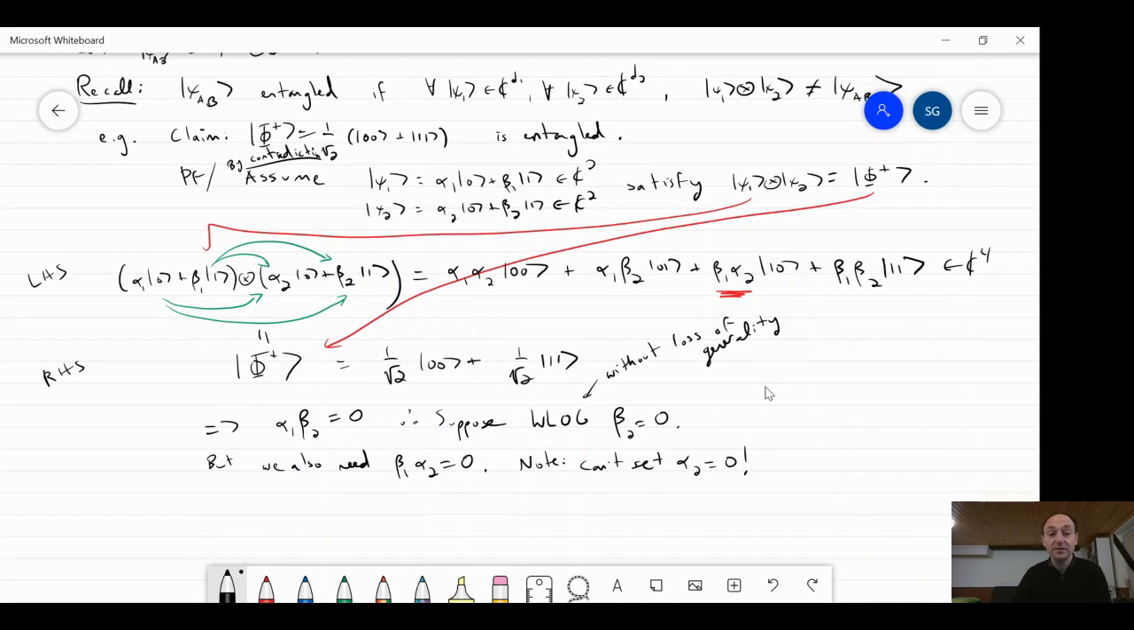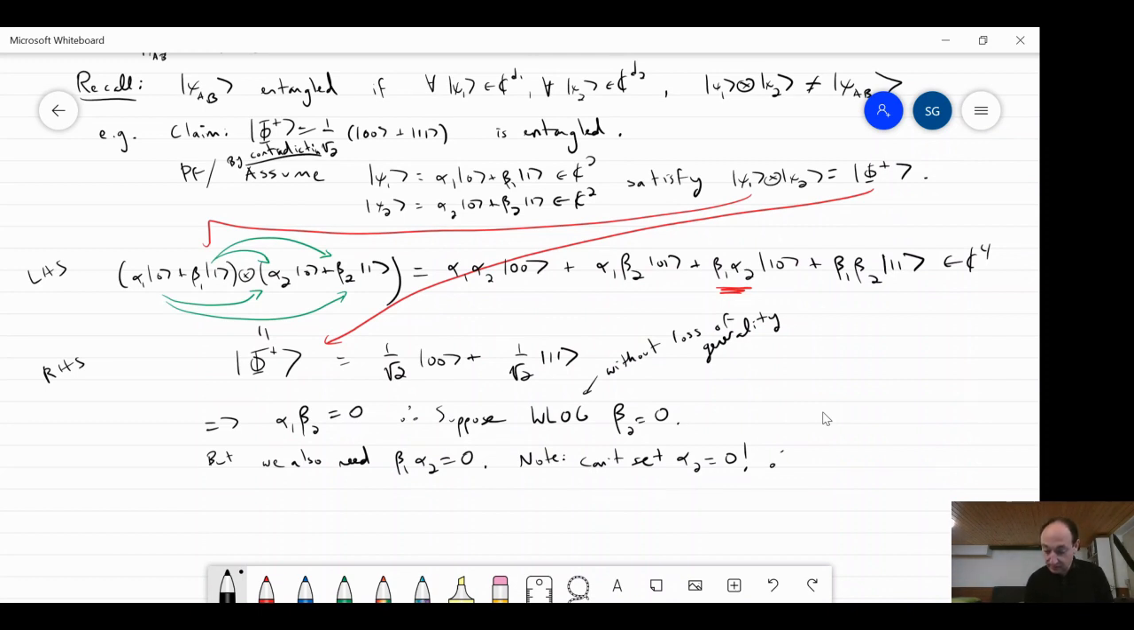So the only option I have at this point is to set beta 1 to 0. That's my only option. So what just happened is that I set beta 1 and beta 2 to be 0. Let me give these names: star and star star. So star and star star imply that, therefore, psi 1, this up here. I set beta 1 to 0, so alpha 1 therefore has to be 1, it's a unit vector.